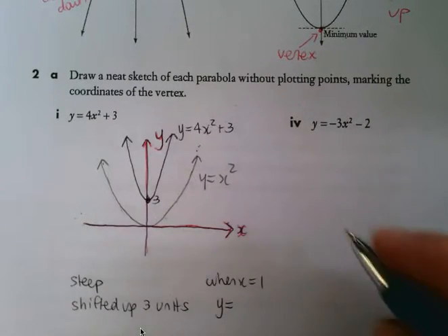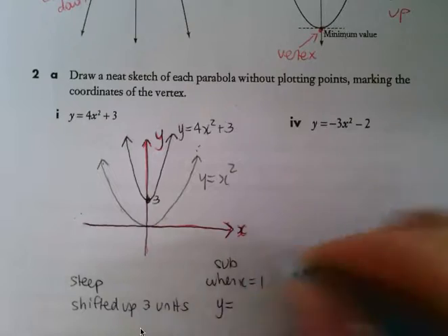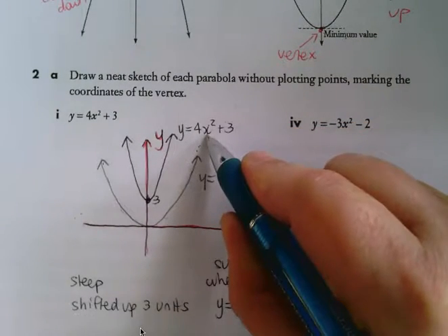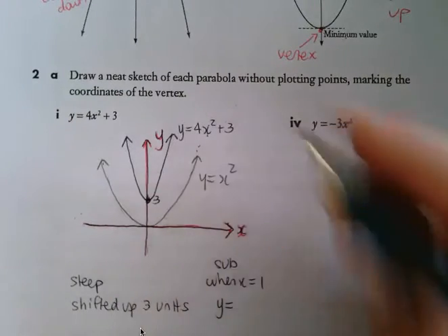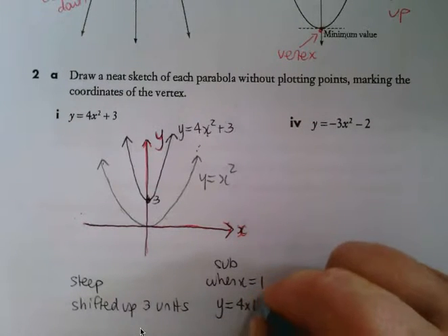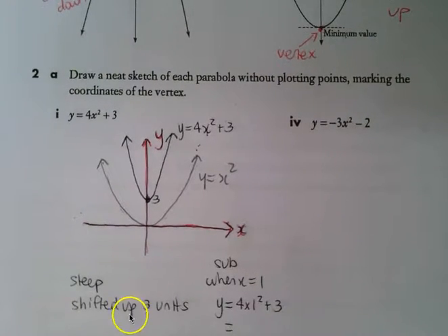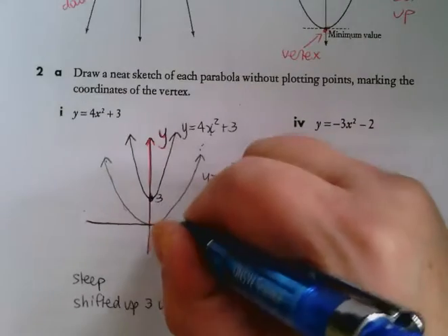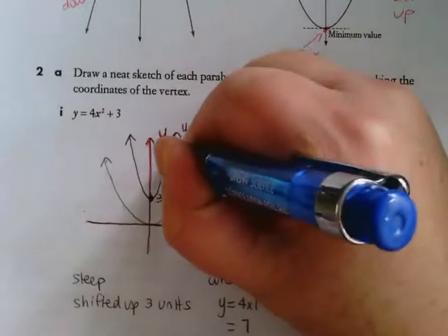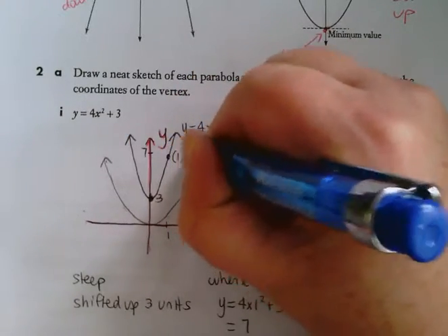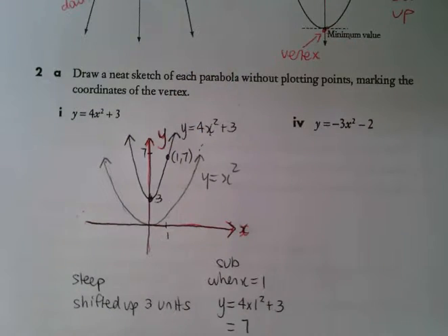But when x is 1, what would y be? You substitute it into the formula, just to give me one other point on the graph. When x is 1, what do I get? y is 4 times 1 squared plus 3. Do you get that? 7. Another point on that graph, I would have the point (1, 7). Now, this is not to scale, all right? I don't want you drawing all the dots everywhere.